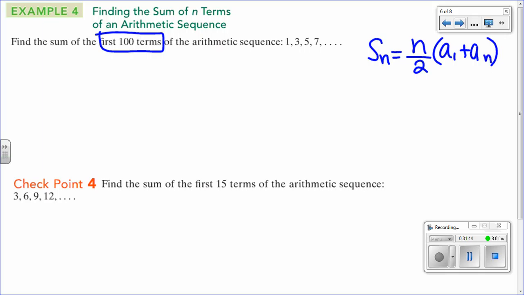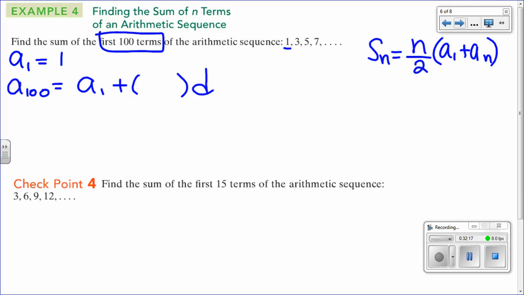So in this case, our first term is a 1. So a sub 1 is 1. Now, we need to find the 100th term because that's the last term. So to find the 100th term, we're going to have to use the formula. And so that formula was the first term plus the common difference multiplied by, you guys remember what it would be? Plus and minus 1.